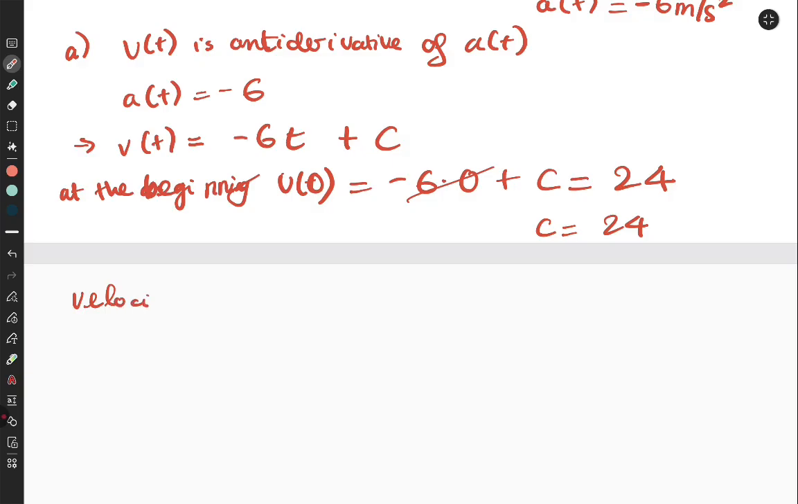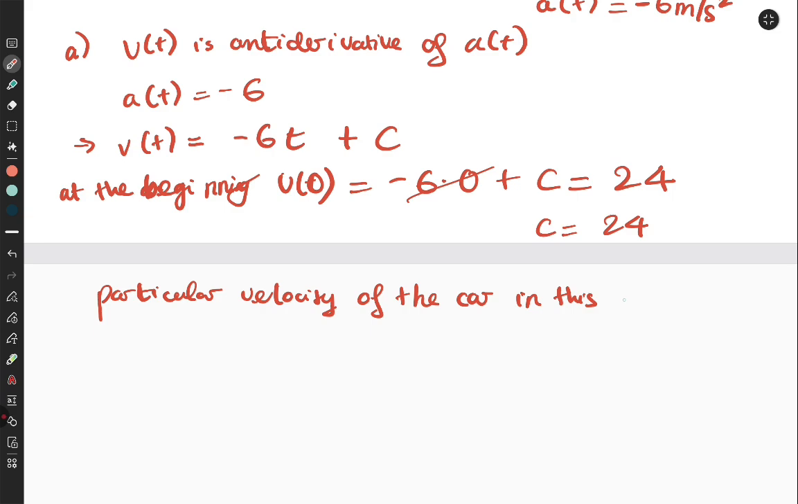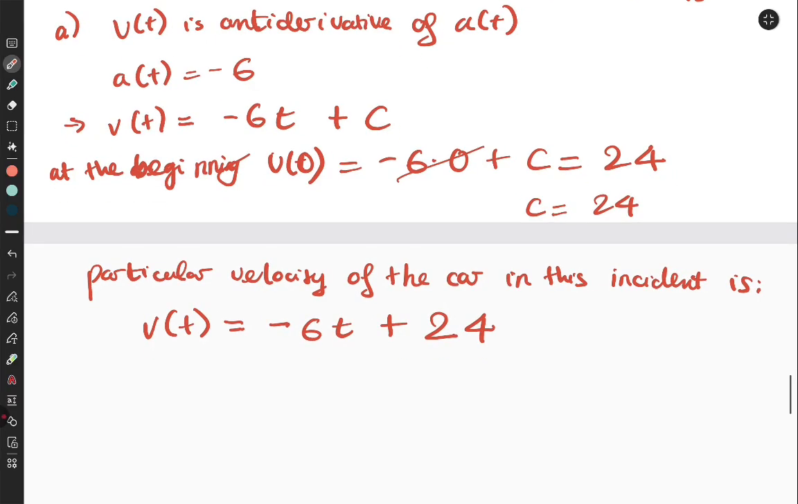Velocity, actually the particular, not just general anymore, velocity of the car in this incident is negative 6t plus 24. There you go. You have that velocity. That's part A.